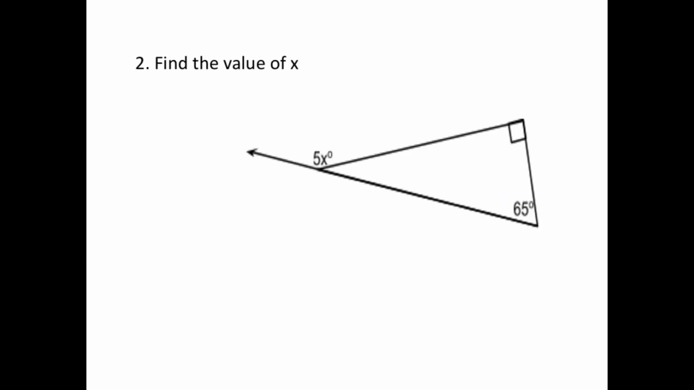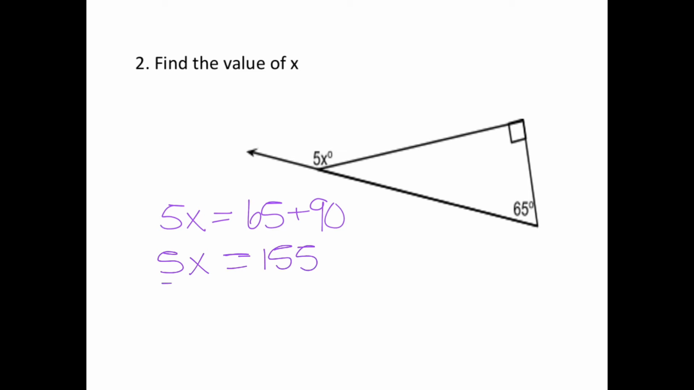So this one, we are finding the value of x. X is an exterior angle. So I know using the theorem that the exterior angle is equal to the sum of the remote interior angles, which in this case are 65 degrees and 90 degrees. So I can add those together, simplify that right-hand side of the equation, in this case 155. And then I can divide both sides by 5, so x will equal 31.